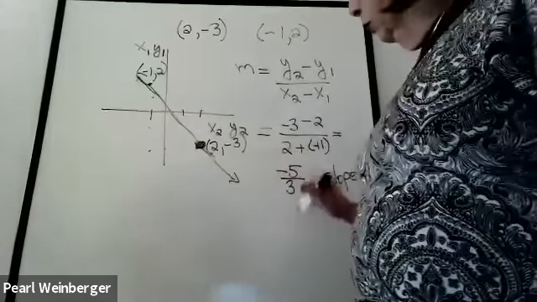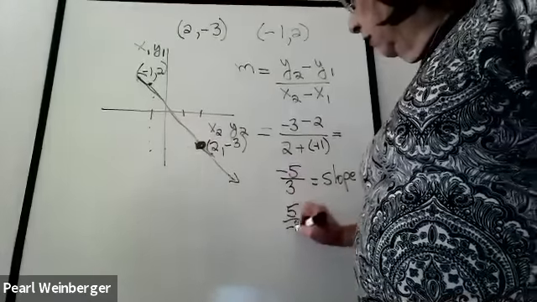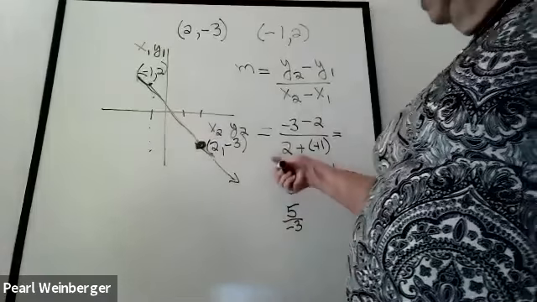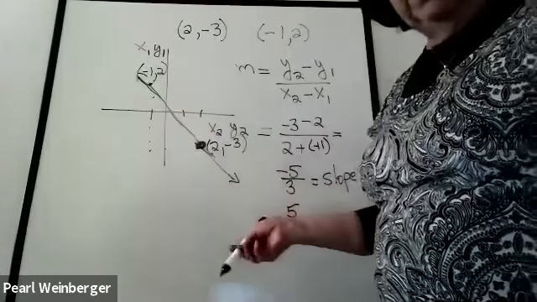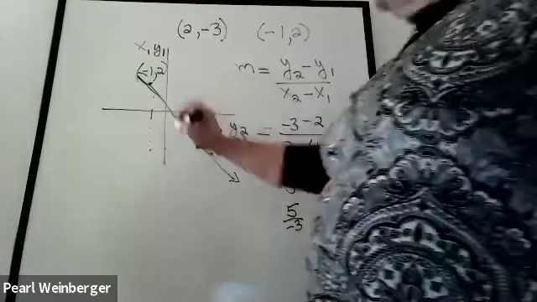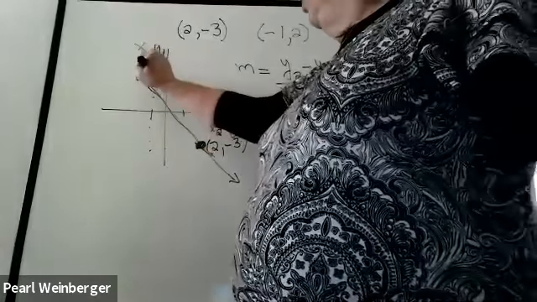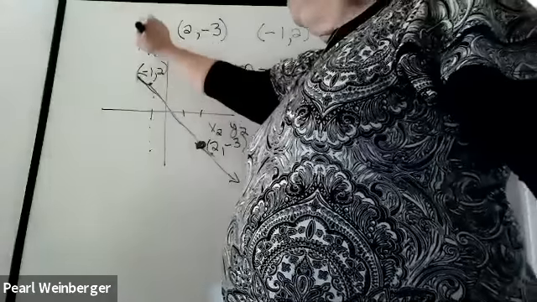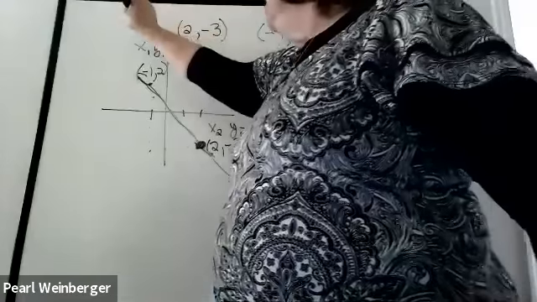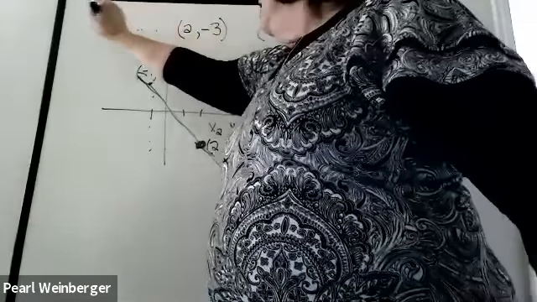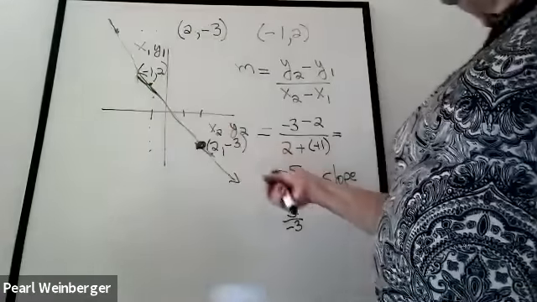Notice I could have also looked at this as 5 over negative 3. It doesn't matter if the negative is on the top or the bottom. A positive divided by a negative is always negative. That means I could have started here and risen 5, 1, 2, 3, 4, 5, and then run negative 3, which means go 3 to the left, 1, 2, 3. Notice if I did that, I would get to another point on this line.